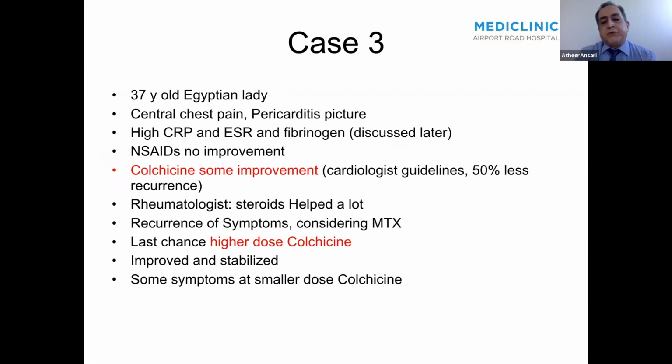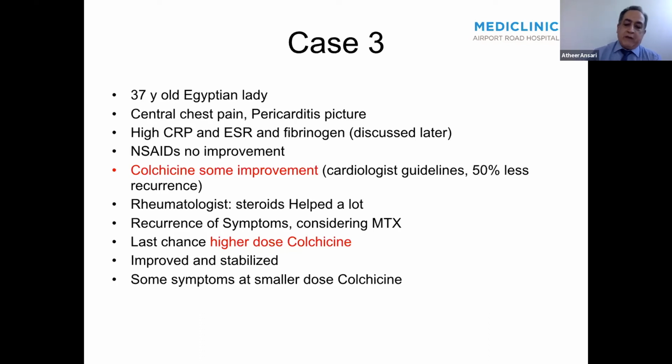So we come to a lady who traveled with this one. She is again an Egyptian lady, central chest pain, pericarditis, had high ESR, CRP, and fibrinogen, which we'll discuss later. NSAIDs, no improvement. She had colchicine, improvement, but around 50%, had recurrence. We gave her steroid, helps a lot. She doesn't want to stay on steroids. And then we are considering methotrexate in her case.